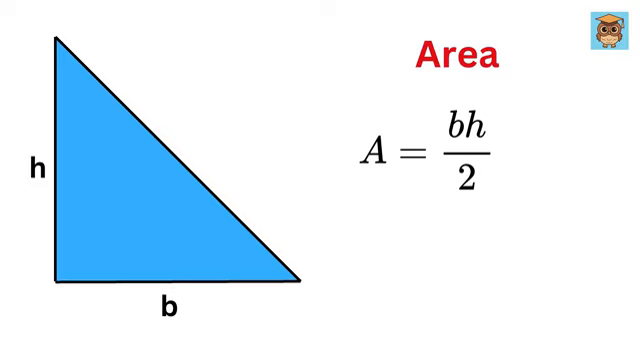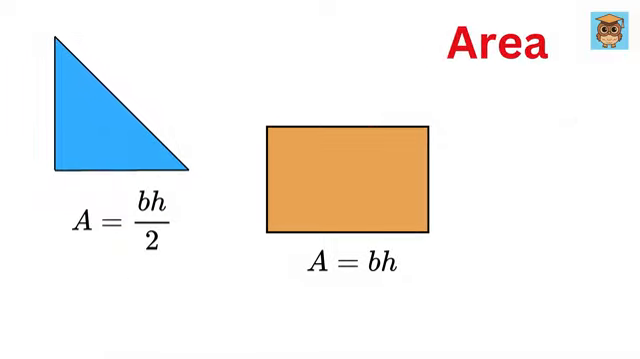Imagine you have a right triangle where the base is 4 units long and the height is also 4 units. To calculate its area, plug the values into this formula to get the answer as 4 times 4 by 2, or 8 square units. Now, this simple formula is possible to derive for simple shapes with straight lines and clear boundaries, like triangles and rectangles, etc.